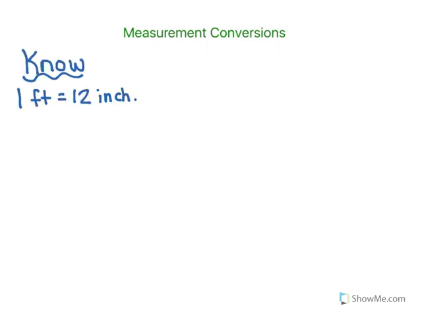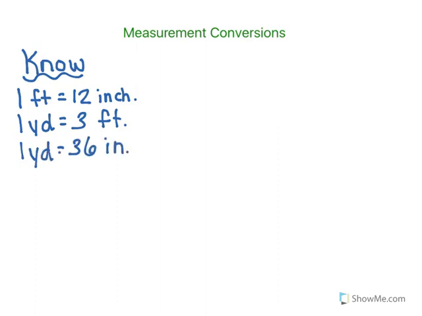First of all, you should know that 1 foot is the same as 12 inches. You should also know that 1 yard is 3 feet, and because of that, you should be able to get another measurement conversion sort of memorized, which is that 1 yard is also equivalent to 36 inches. Okay, so these are the ones that you should know.